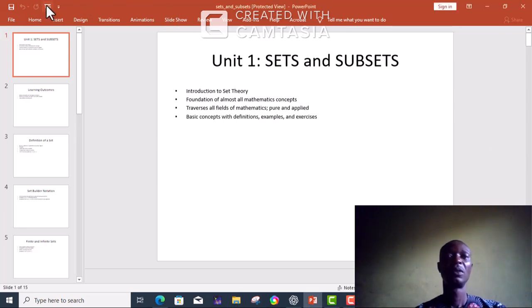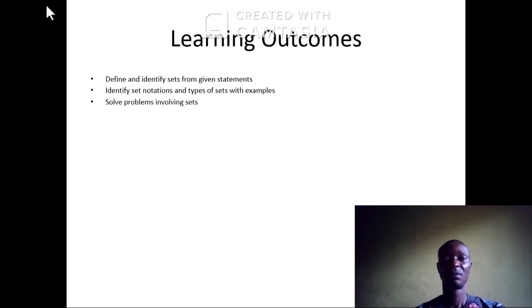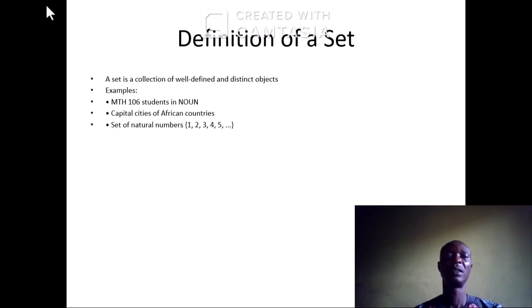So, sets. This is what we are expected to know at the end of this lesson: if you're able to tell me what a set is, identify sets, make use of set notation and solve problems involving sets. So, what is a set? A set is a collection of well-defined objects.